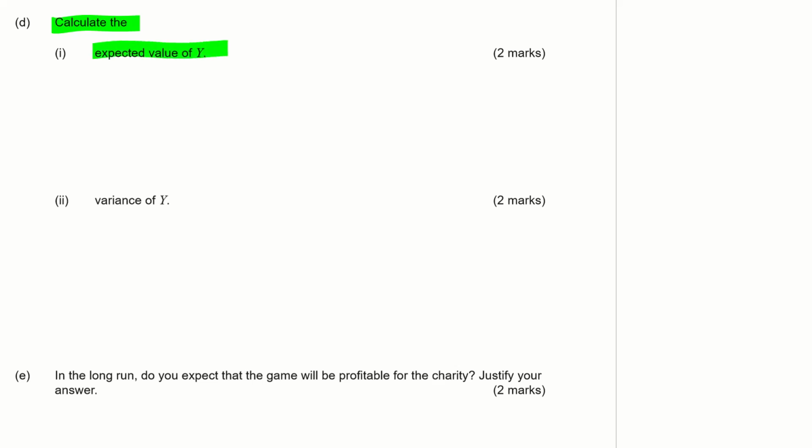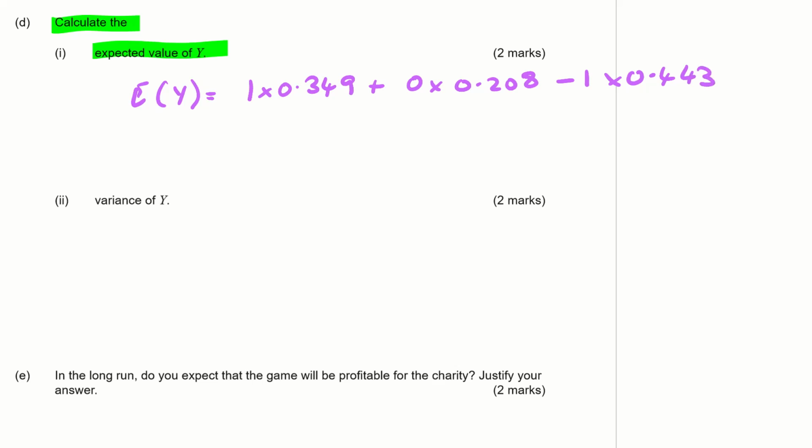Calculate the expected value of Y. So the expectation of Y is going to be 1 times 0.349 plus 0 times 0.208, take away 1 times 0.443, which is equal to negative $0.094.